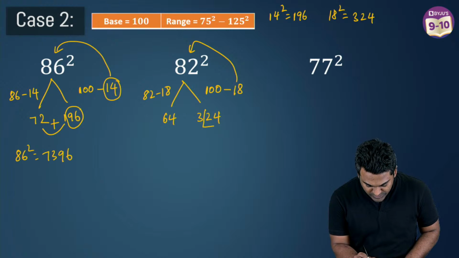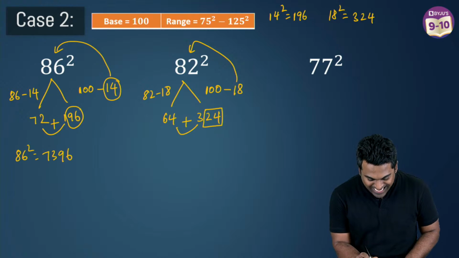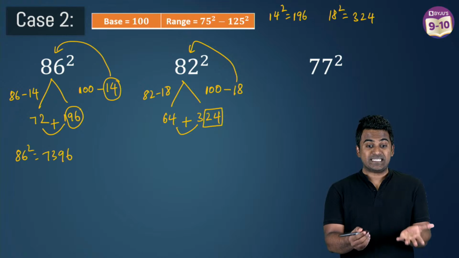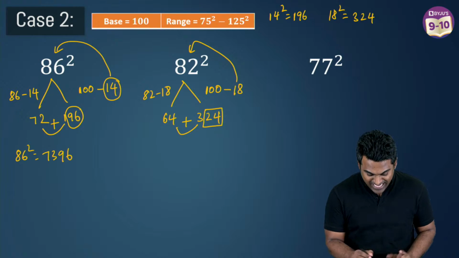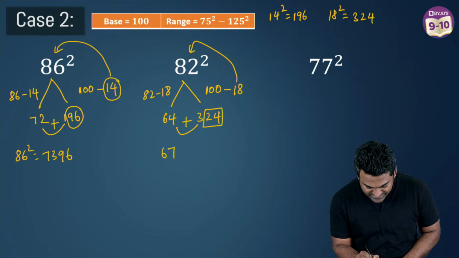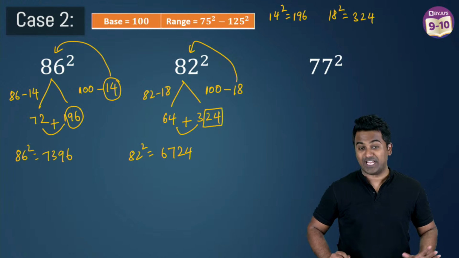I'm going to keep these two digits. Yeah. And 3 will be added to 64. And what I get is 67. Thank you for the confirmation again. So the answer is going to be 6724. This is what our 82 square is going to look like.